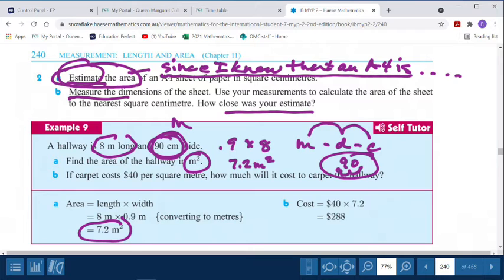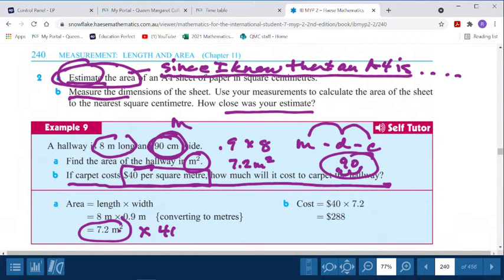Now, here's the new part. If carpet costs $40 per square meter, how much would it cost to carpet the hallway? Well, it's $40 per square meter. So that means every square meter costs what? $40. So you simply take the number of square meters you have times $40 to get your cost. Now, notice that your cost is in dollars, not in meters.